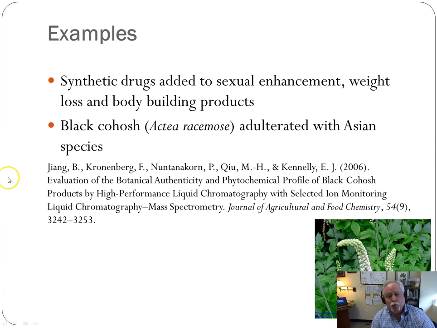Some of the more recent examples are the presence of synthetic drugs added to sexual enhancement, weight loss, and bodybuilding products. This is a market, I'm sure you know, that is ripe for manipulation because these products sell huge amounts, and people won't necessarily think through these elements. But we also have things like black cohosh, which in the U.S., Actaea racemosa, is an excellent herbal, but you can get Asian species, which can be slightly toxic.